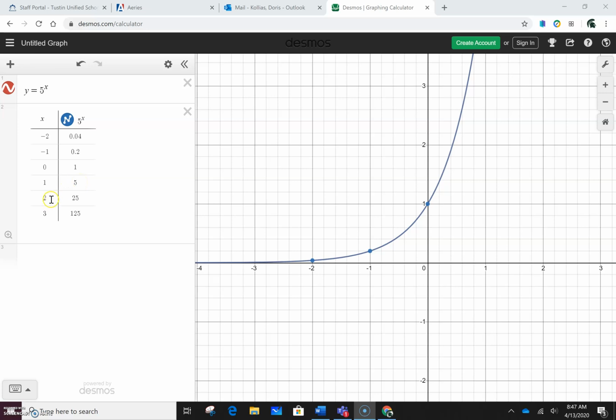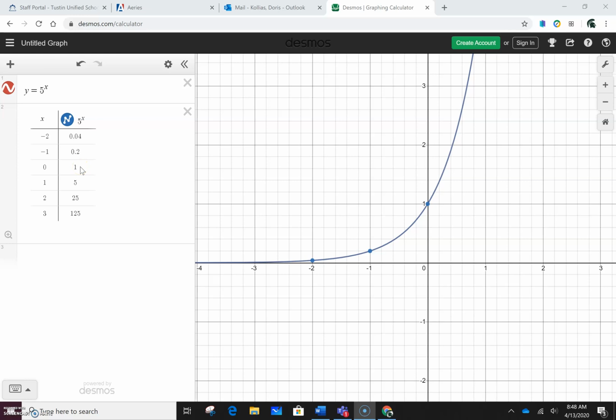When x is 2, y is 25. When x is 3, y is 125. And that's for, again, when the base is 5. Obviously, if the base were some other number, these would be different. The one thing we know for sure, though, is that when we plug in 0, we're always going to get 1, because when you take the base and you divide it by itself, you're going to get 1. So 5 divided by 5 is going to give me 1.